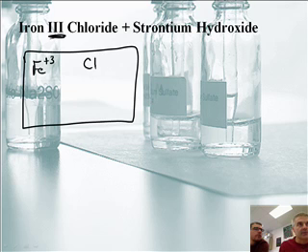Chloride is Cl with a charge of -1. Strontium has a charge of... now, look in the periodic table. You'll discover strontium, element number 38, is in column number 2 of the periodic table. So its charge is +2.